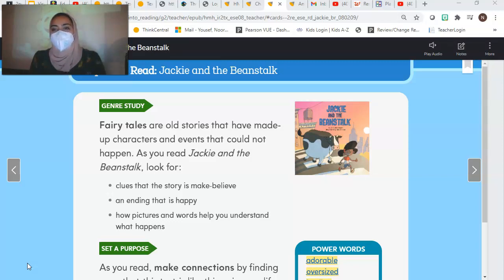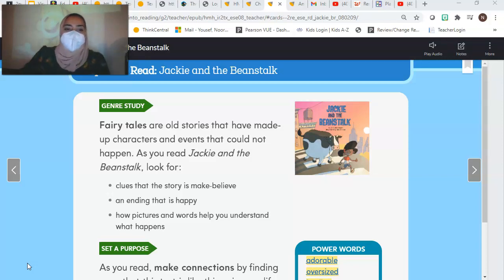Good, they both have a cow. What else do they have in common, JC? The same title. Good, almost the same title. One is Jack, the other is Jackie. Very good. And they're both the Beanstalk, right?